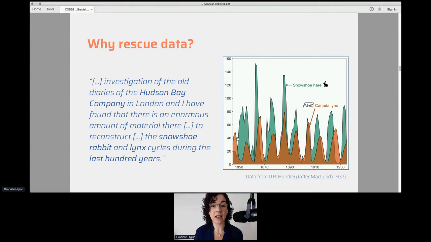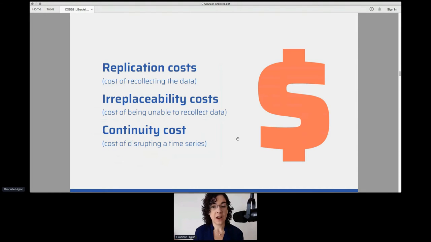It's a large amount of data that was not recorded, that was not in the spotlight for scientists back then, but he rescued this data. And because of that, it was possible to understand population fluctuations. And all of this has costs. There's a large amount of money that we lose because we can't replicate or recollect the data, and when we are unable to recollect, we lose the continuity of data.